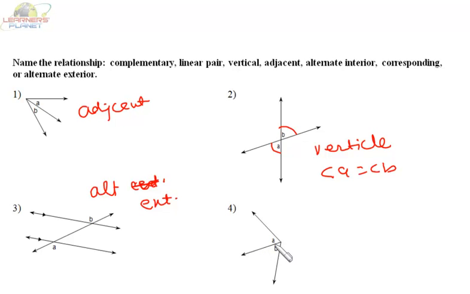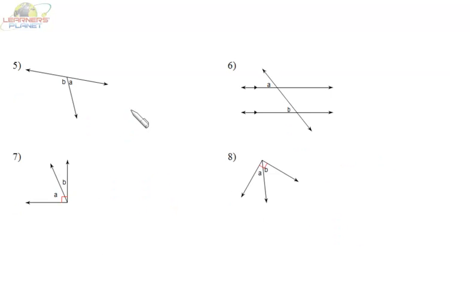Similarly, we see over here angle A and angle B. These are adjacent angles since they share a common arm and have a common vertex. So it's adjacent. Now here we see angle A and angle B. They are a pair of adjacent angles, and since they are lying on a straight line, the complete angle will be 180 degrees. So we call angle A and angle B a linear pair.